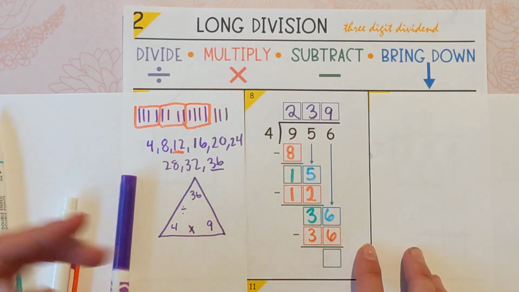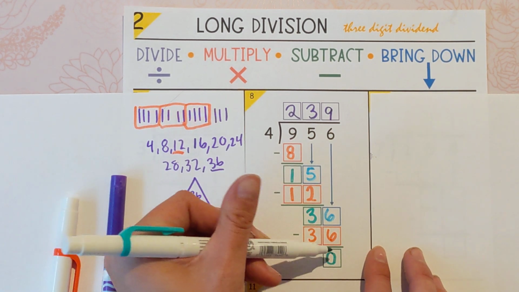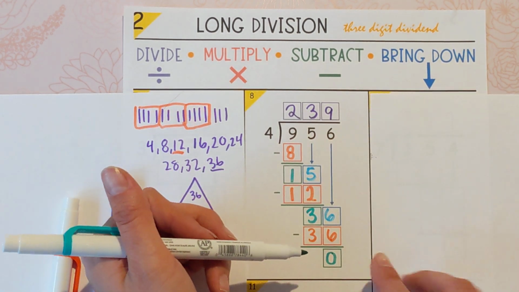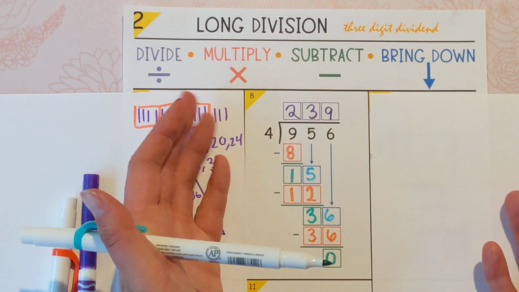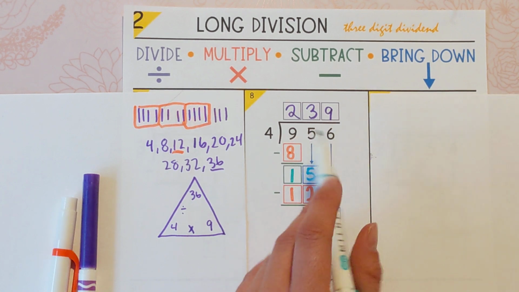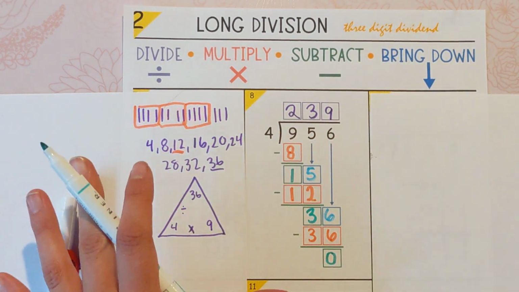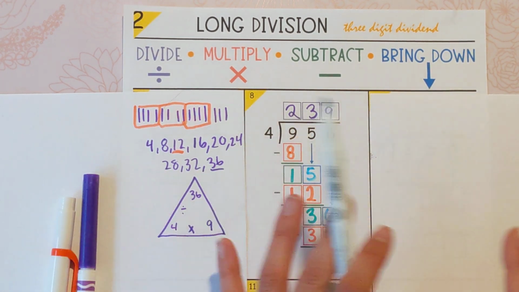We subtract just to see if there's anything left over. 36 minus 36 is 0. There's nothing left to bring down, so that's how you know that you're finished. And there's nothing left over, so there's no remainder. That means if you had 956 items and you put them in 4 groups, you would be able to do it equally. You would have exactly 239 in each group.